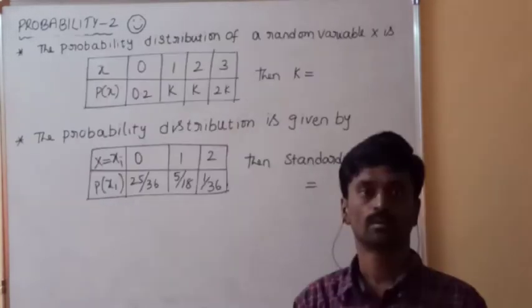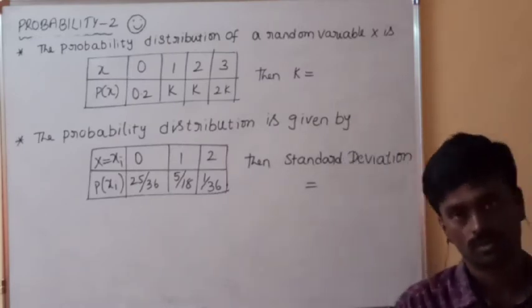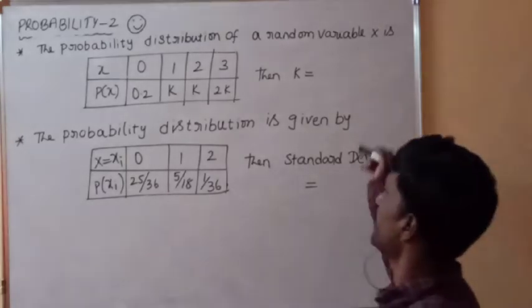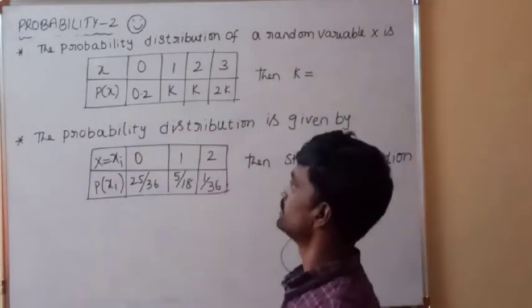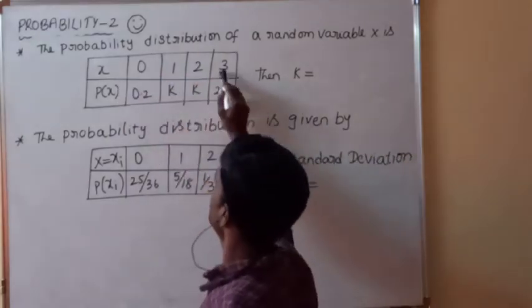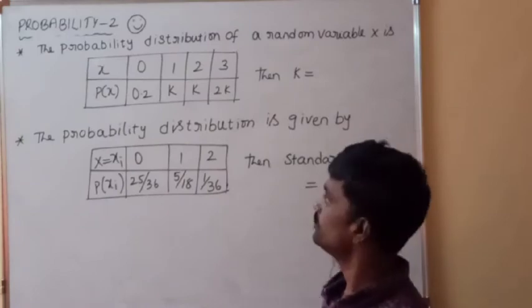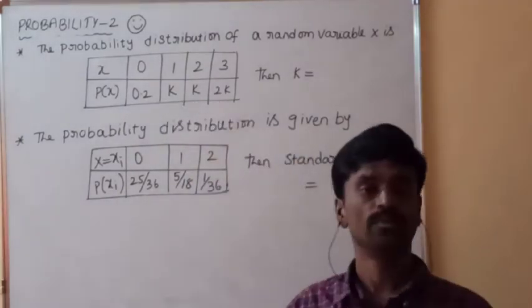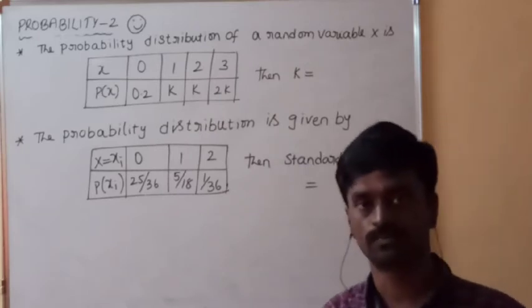Okay. So look at the next two questions, very simple questions. See, the probability distribution of random variable capital X is given by this. Here capital X takes the values 0, 1, 2, 3 and their respective probabilities are 0.2, K, K and 2K. Then we have to find what the K value is.